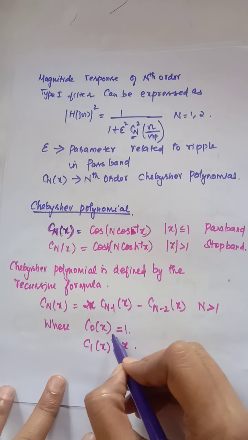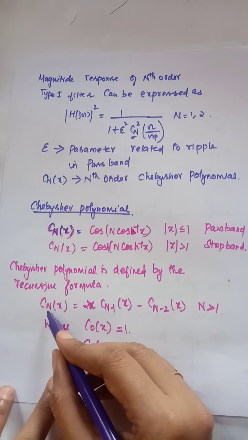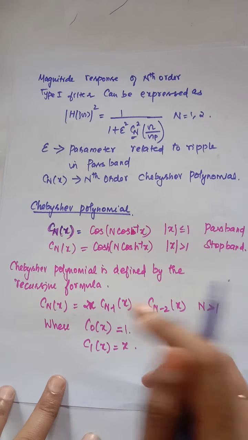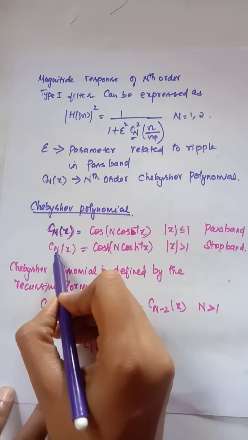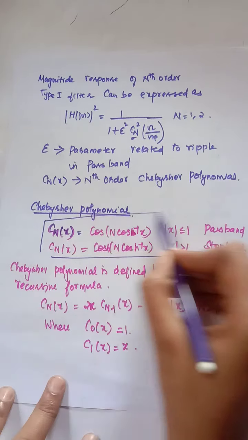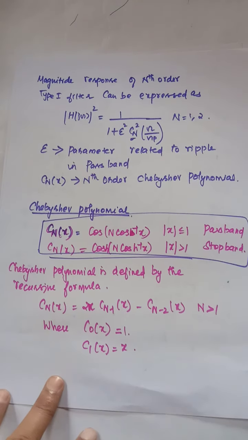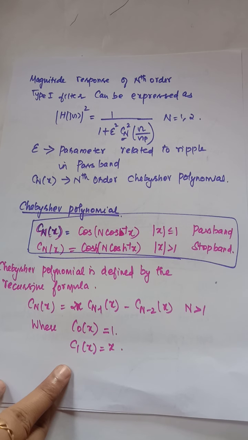Okay, where C0 of x is equal to 1 and C1 of x is equal to x. Suppose if you want to obtain C3, you need to know C2 and C1. Okay, so from this we can obtain it. So don't get confused with this, we are just going to incorporate these terms alone in our problem. So it is enough for you. If we have any additional term, I will explain while using that. Okay, now we will see the design of the low pass filter.